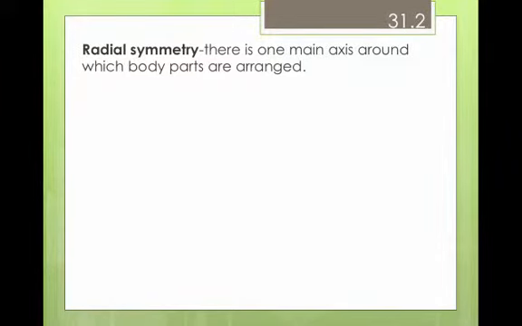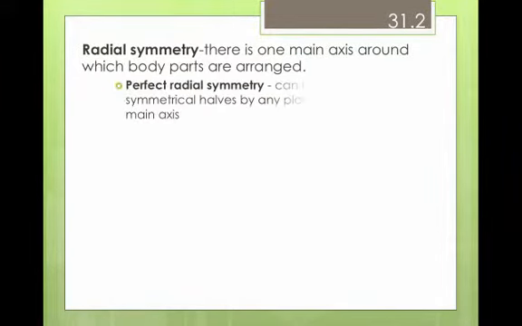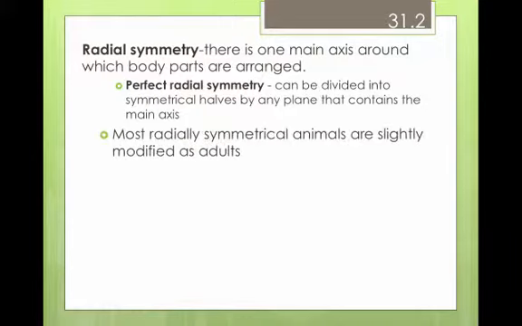The next type is radial symmetry. So that means that there's one main axis around which the body parts are arranged. There's also something called perfect radial symmetry. That means that the organism can be divided into symmetrical halves by any plane that consists of the main axis.